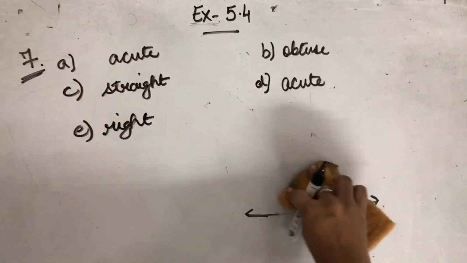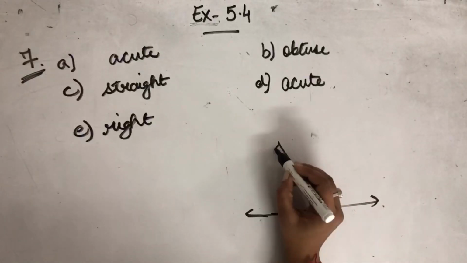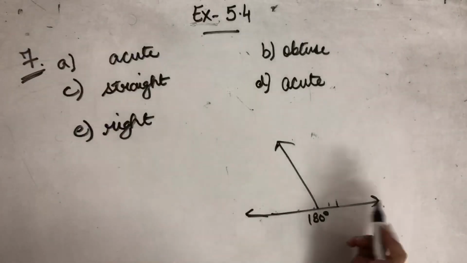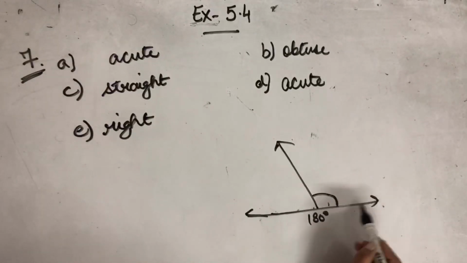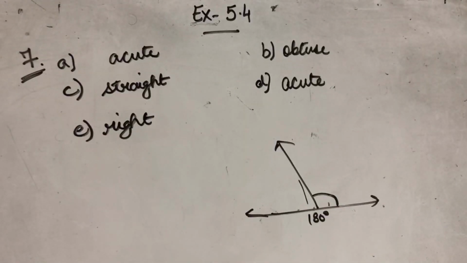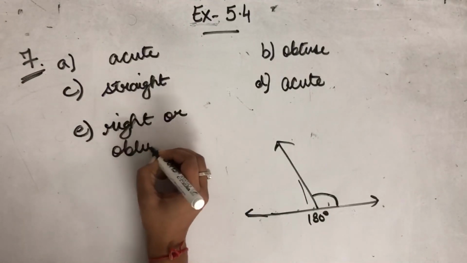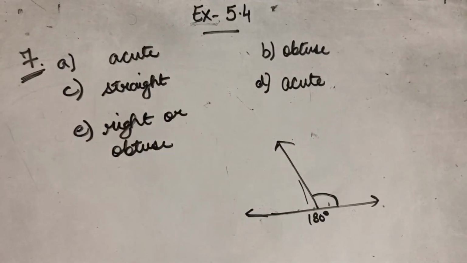And there is one more case. Let's say any angle I'm taking, this angle I'm taking. So now this side of the angle is obtuse, that is greater than 90 degree. So it means one angle should be obtuse.